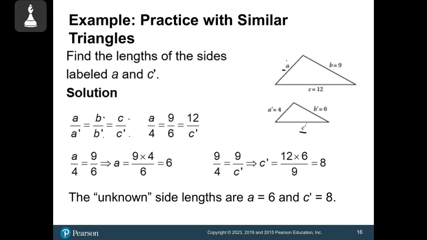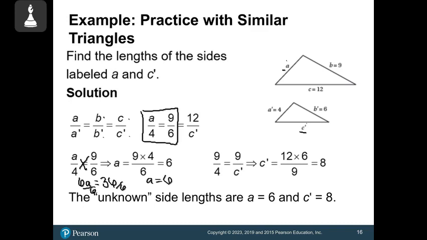And then what you can do is you only need two fractions to be able to do the problem. So the first problem is going to take A over 4 and 9 over 6. When I have two fractions equal to each other, I'm going to cross multiply. So my first step is going to be 6 times A equals 4 times 9. 4 times 9 is 36. And then to get A by itself, I need to divide, and that's how I get A equals 6.